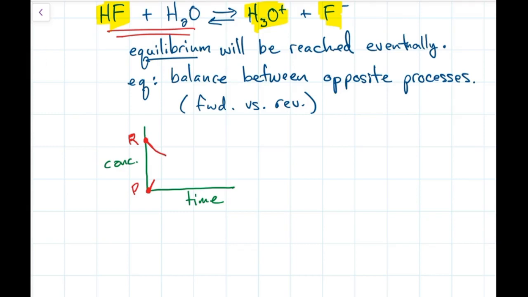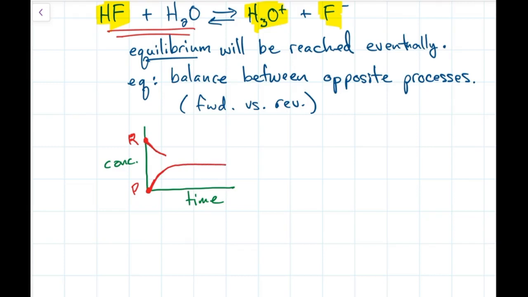And then at the same time, the products are still increasing because the forward reaction is happening faster at first. But because some of them are also being used up by the reverse reaction, their concentration is not rising as fast as it was at first. So you can kind of see what's going to happen here. They're starting to level off. Now they're not necessarily going to meet though. All right, and I'll talk about that more in just a second.